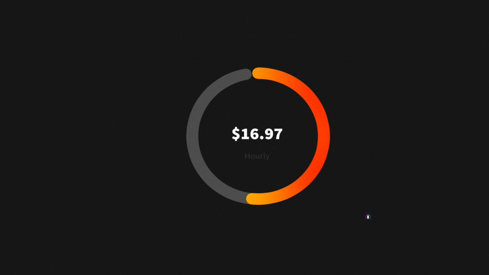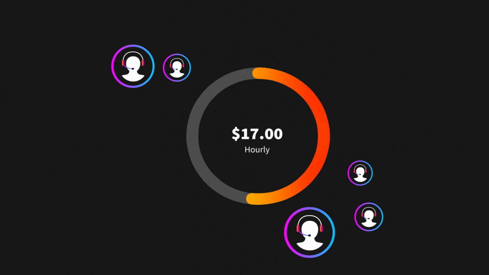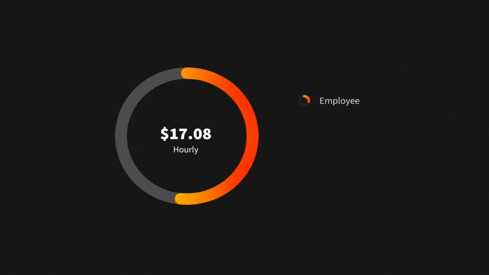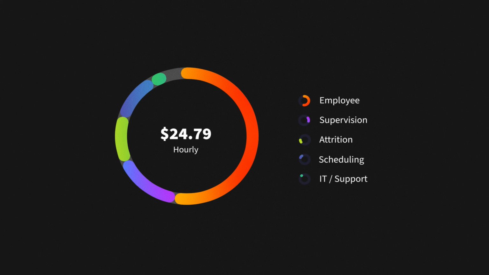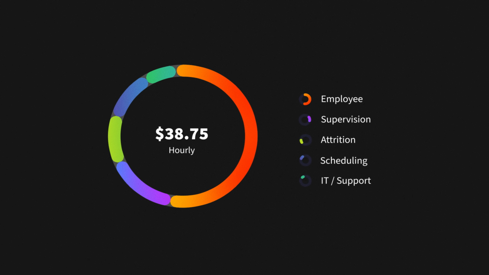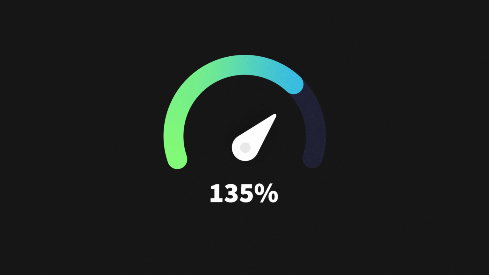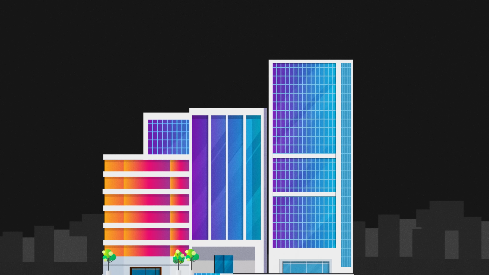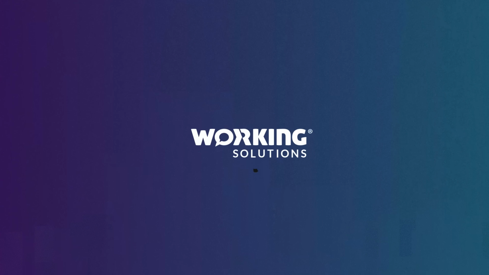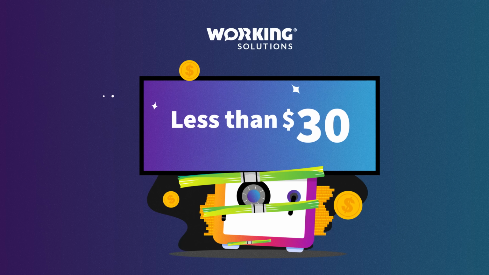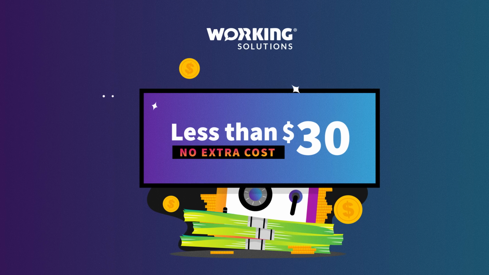Most businesses pay around $17 an hour for each in-house customer service representative. With supervision, attrition, scheduling, IT, and ongoing support, the true expense comes to more than $30 an hour. That adds up to at least 135% more, not including the cost of a brick-and-mortar facility. With Working Solutions, you pay less than $30 an hour with no extra costs.